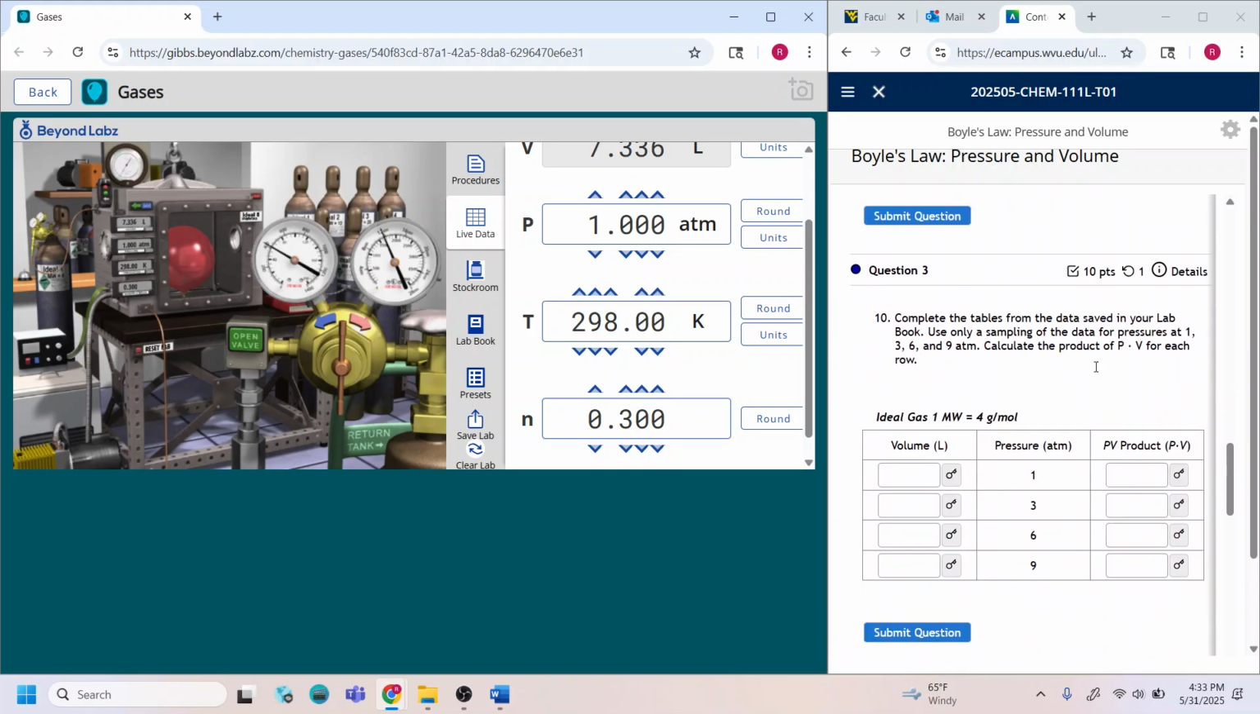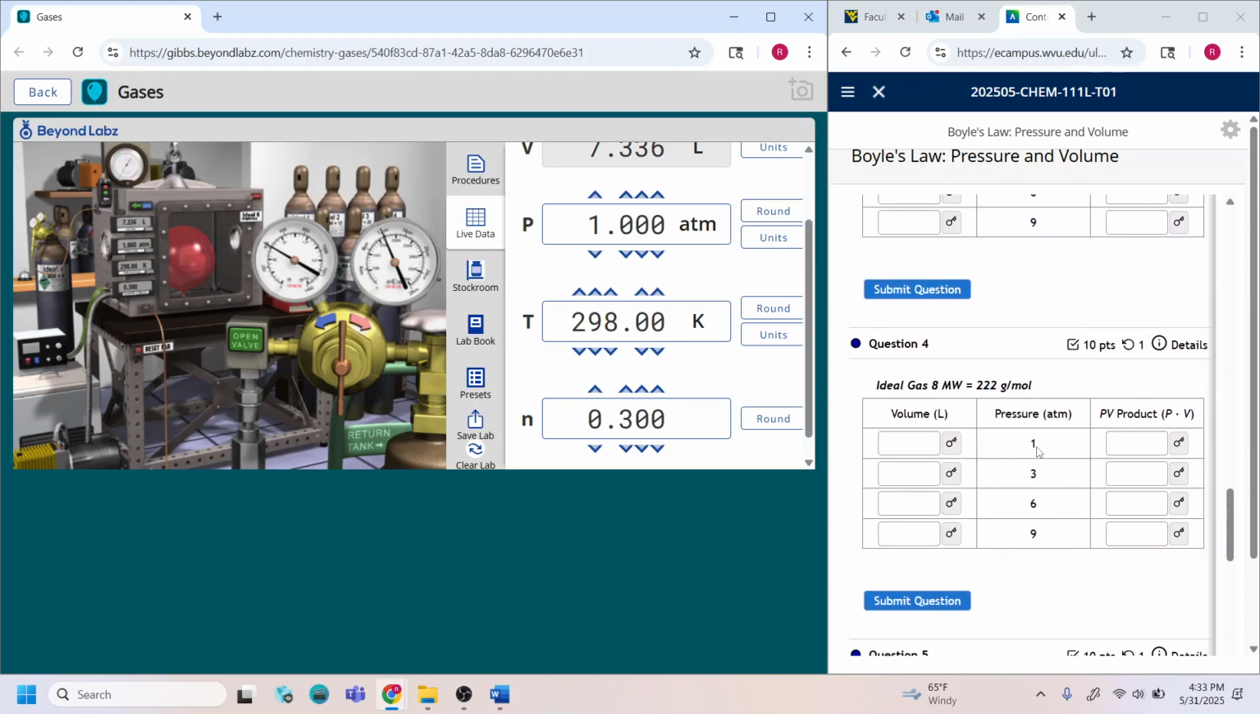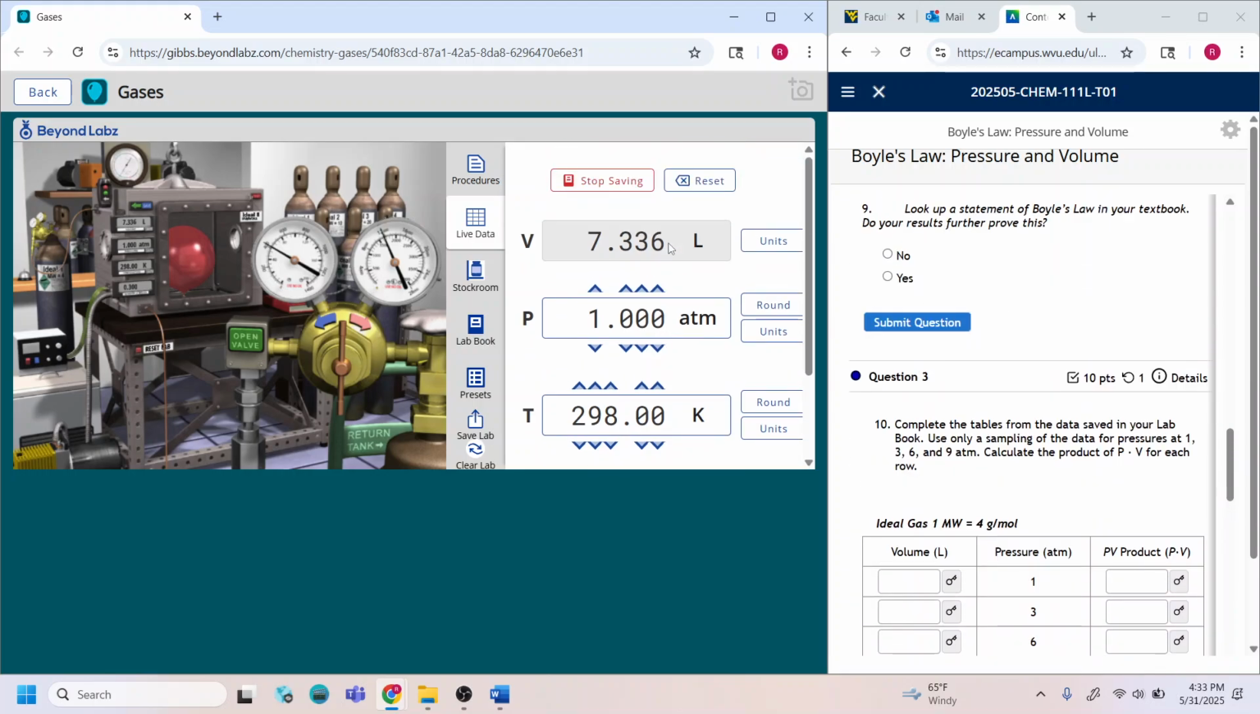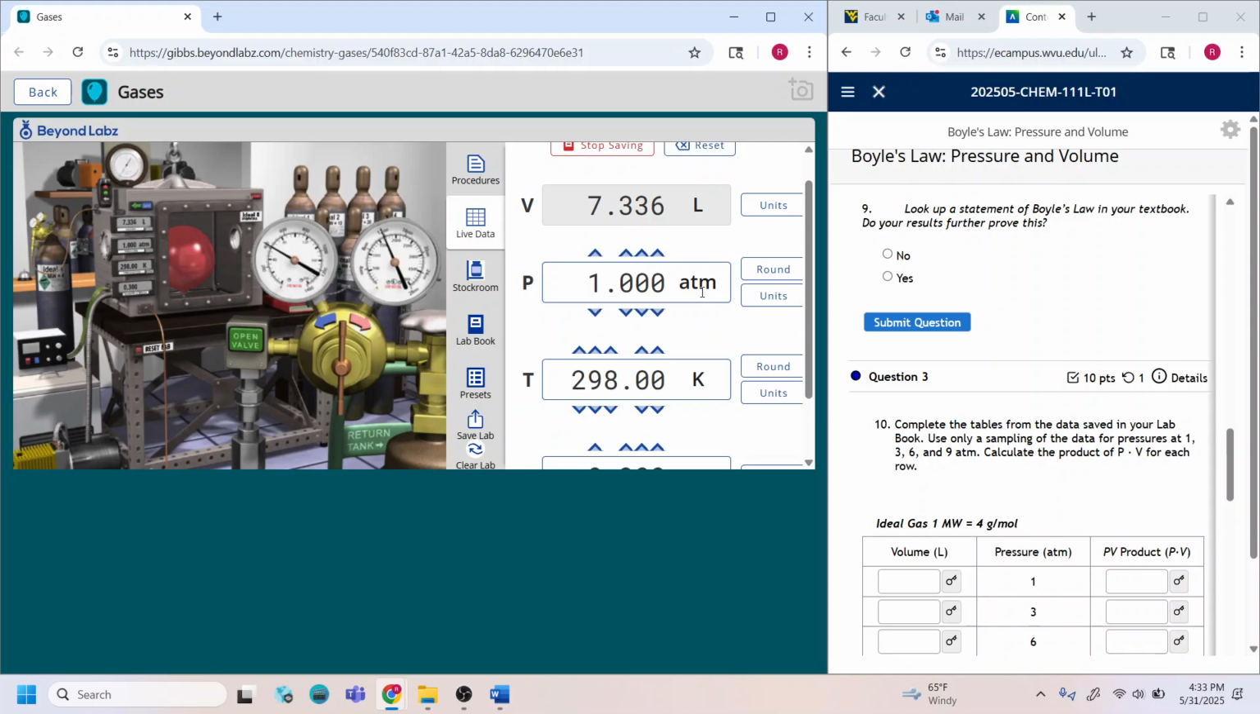If you look at the data table, it says we want the pressure from 1 to 10. So we're going to record 1, 3, 6, and 9. So let's go ahead and do that. We're going to record pressure 1, pressure 2.